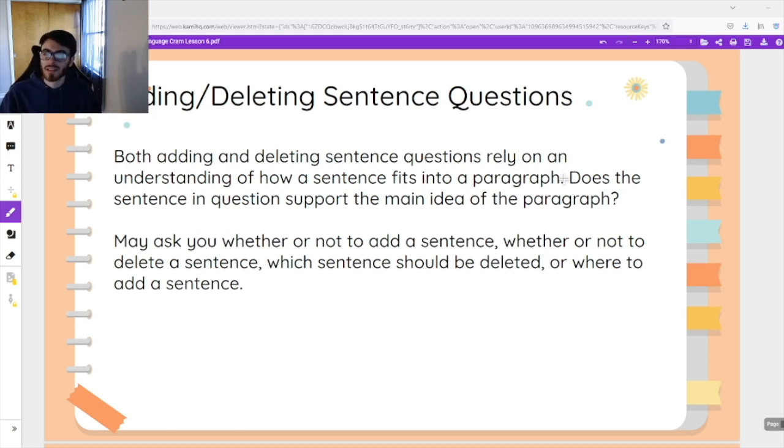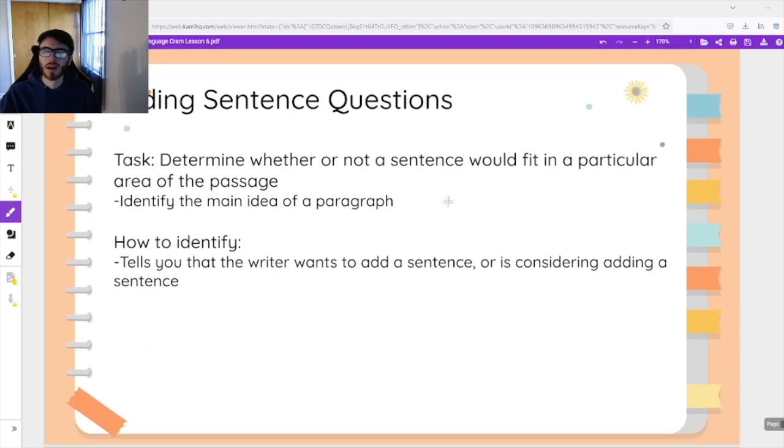These questions may ask you whether or not to add a sentence. They may ask you whether or not to delete a sentence. They may ask you which sentence should be deleted. Or they may ask you where to add a sentence. And we'll talk about all of these options, all these possibilities. So we'll talk about adding sentences first.